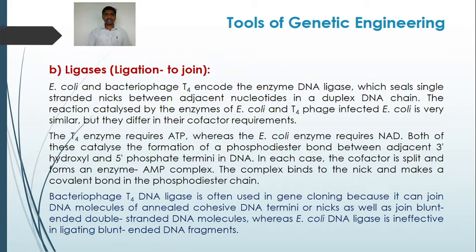Whereas E. coli DNA ligase is ineffective in ligating blunt-ended DNA fragments. So mostly, this bacteriophage T4 DNA ligase is used in gene cloning or genetic engineering. Why? Because it can join both sticky-ended as well as blunt-ended double-stranded DNA fragments, whereas E. coli DNA ligase is not able to ligate blunt-ended DNA fragments. It can join only sticky-ended DNA fragments.